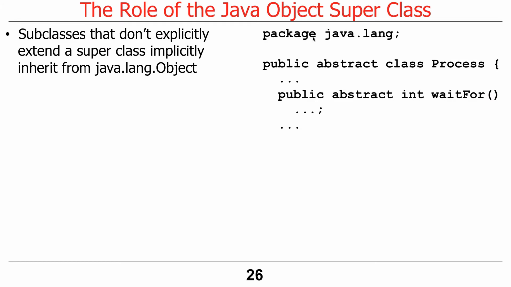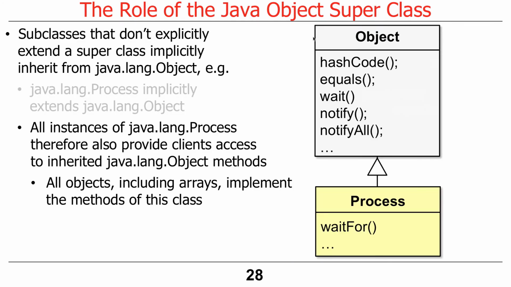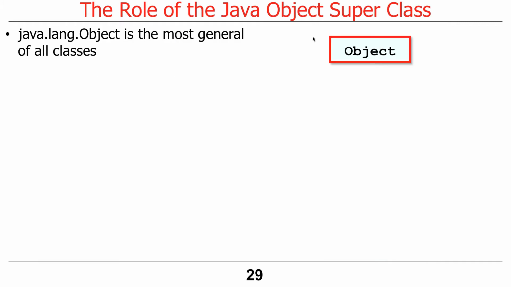Even if a class does not explicitly extend Object, it still gets those methods, right? So here's a class called Process, and the Process class will implicitly inherit from java.lang.Object. So any of the methods that java.lang.Object defines, you get through Process. This is kind of what it would look like if you were to draw a UML diagram. This, by the way, is a UML diagram, or a snippet of a UML structure diagram. We have the name of the class, its methods, and then this little arrow which says Process inherits from Object. That's just showing the structure. And all objects implement the methods, including arrays and stuff like that.